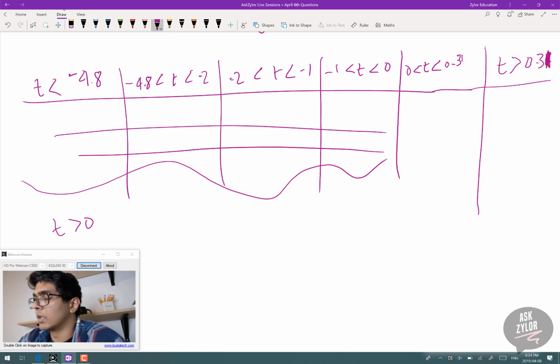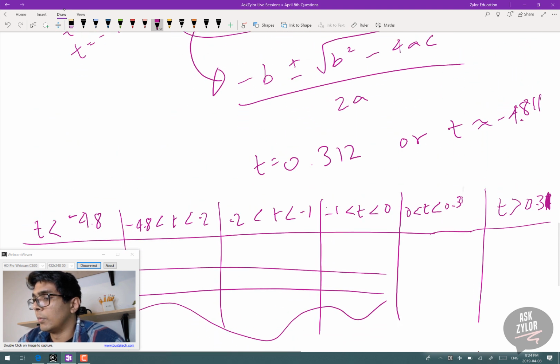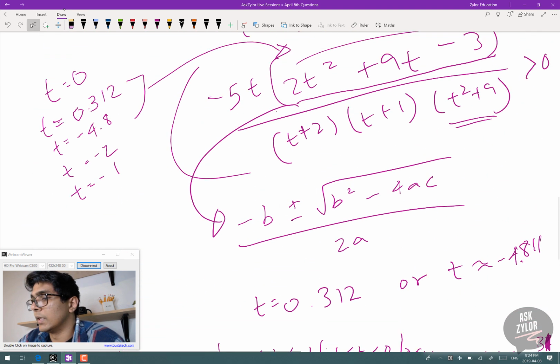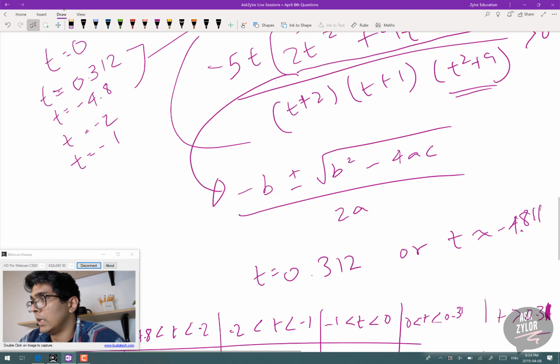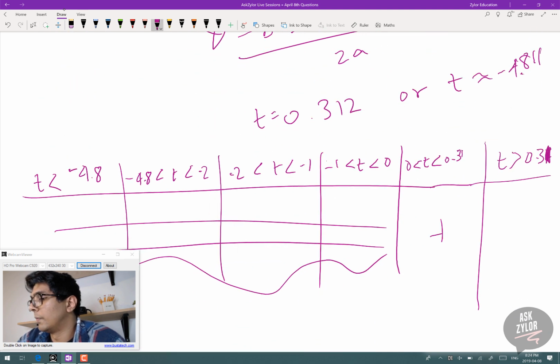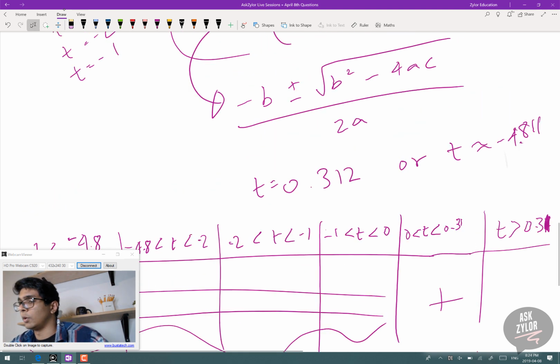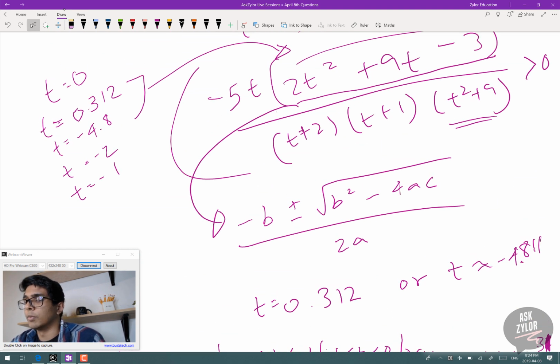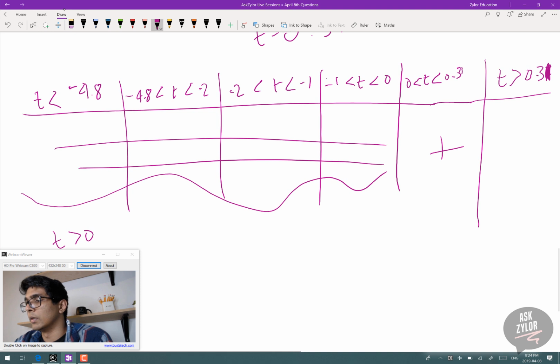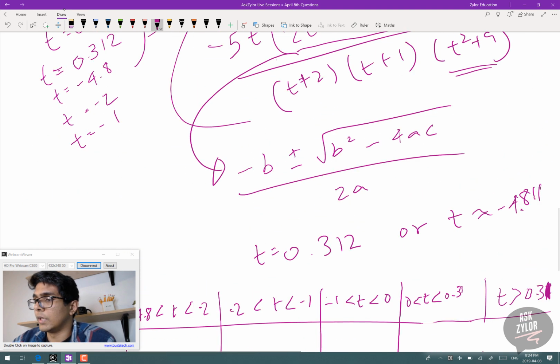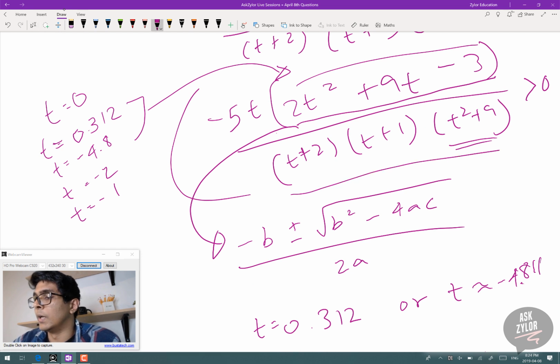Right? So to do that, I'm just going to plug in some number between 0 and 0.31 into my initial function, and that should give me a positive number. And I'm going to do the same for when t is greater than 0.31. So I'm going to plug in a really big positive number, and that's again going to give me a negative number.